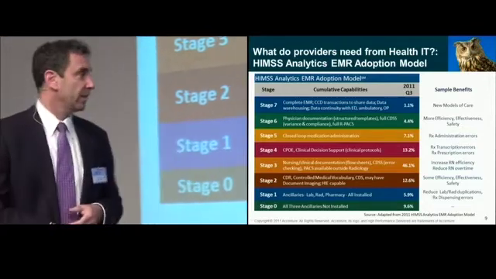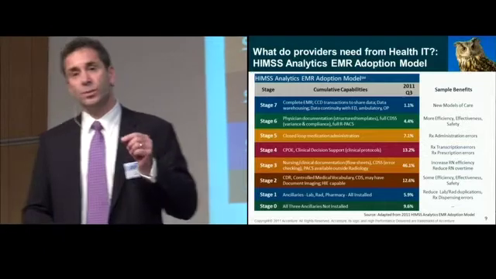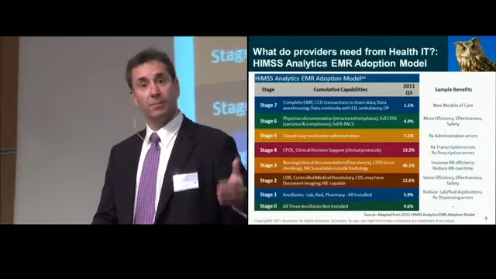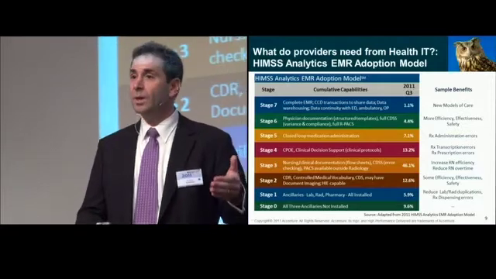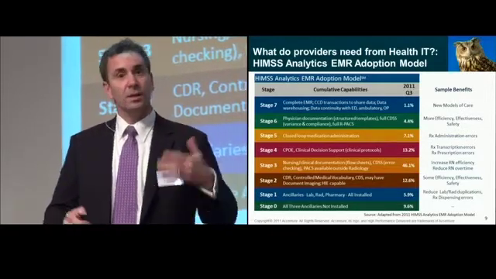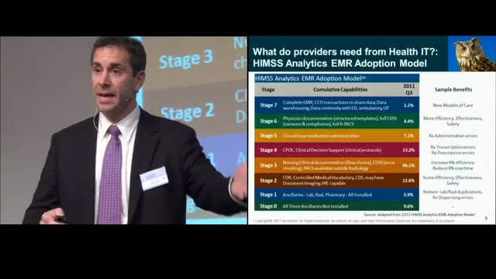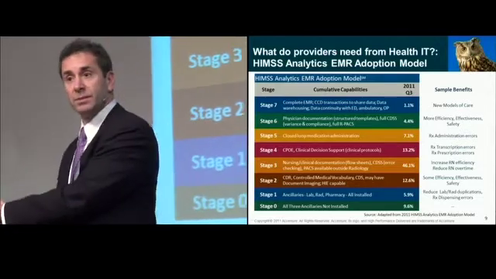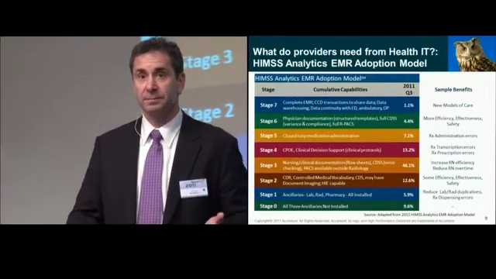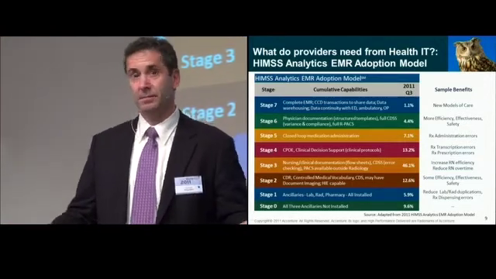And at the lower end of the stack, I'll use the example of Stage 1, which is where you have a lab system and a radiology system and a pharmacy system installed, the benefit you might expect to see is reduced duplication of tests. I'm not going to order the lab test today because I can see the result of the lab test that was performed last week. Same thing with a chest x-ray. Those are good benefits, but they're not great benefits.